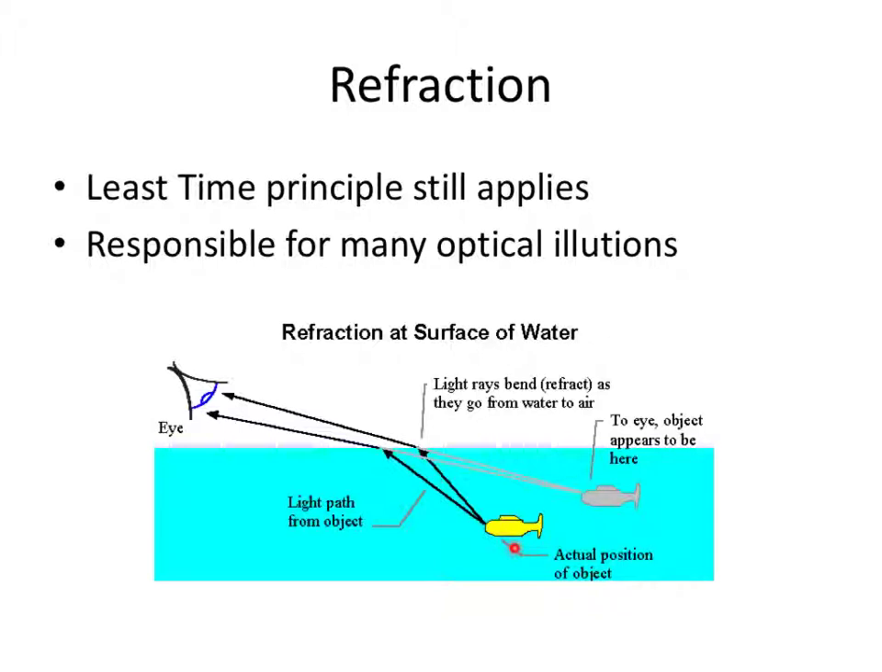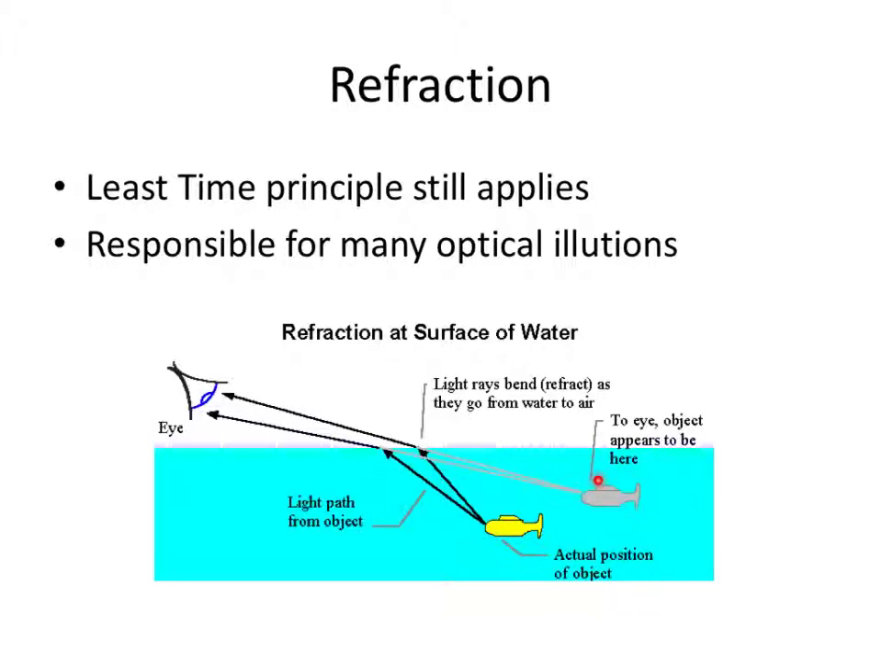All right, now, refraction is responsible for many optical illusions. Famous one, of course, is the broken pencil. There'll be pictures of this in the book. But here's one right here. This object, whatever this is, is actually located here. But to your eye, it appears like it's right here.